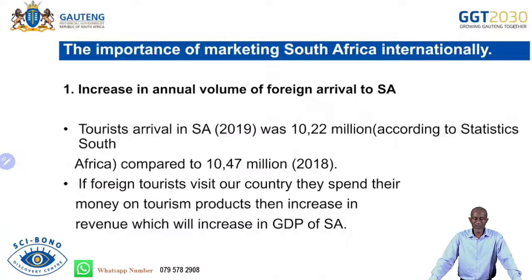This figure of 10.22 million, compared to the tourist arrivals in South Africa, you can realize that there was a slight drop from 2018, where we received 10.47 billion. So all you need to know is to compare the figures as presented to us.